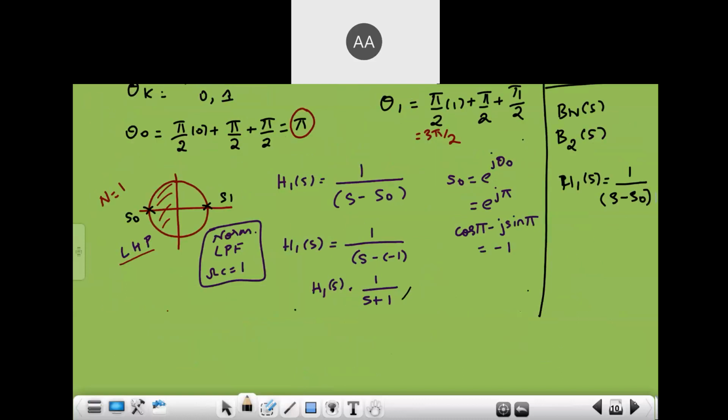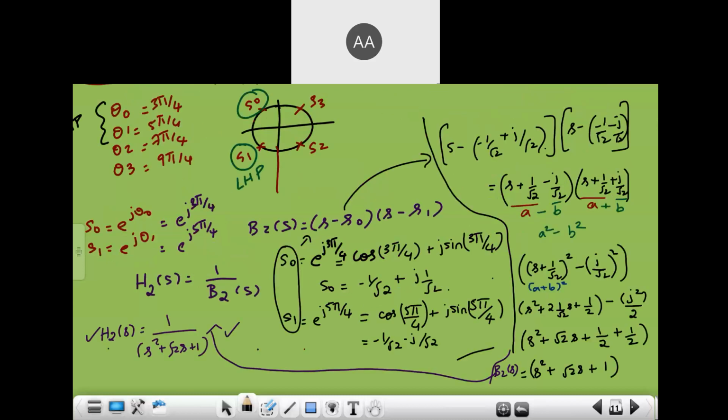One by one I have shown you. If the order is 1, we follow the left half of the S-plane. We select S0. S1 will be in the right half of the S-plane, so only one root we will have. So it is S minus S0. If n is equal to 2, what happens? It will be S minus S0 and S minus S1.